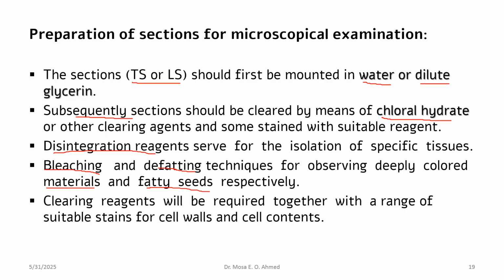In general, clearing agents can be used together with different staining agents to stain the cell wall and the cell content. In practice, we use a clearing agent to remove fats, and we add a staining agent to stain the remaining tissues such as cell wall and cell content. But the bleaching agent and disintegrating agent can be added in some cases if the nature of the tissue requires this type of reagent.